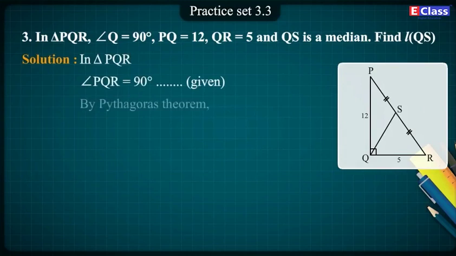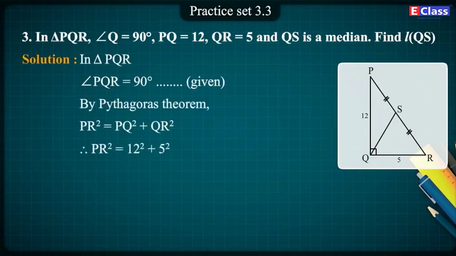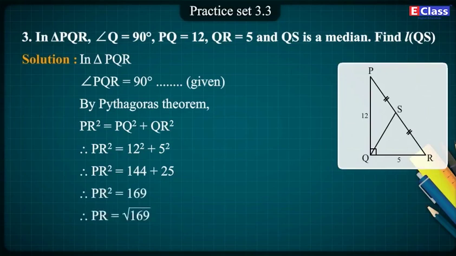By Pythagoras theorem, PR square is equal to PQ square plus QR square. Therefore, PR square is equal to 12 square plus 5 square. Therefore, PR square is equal to 144 plus 25. Therefore, PR square is equal to 169. Therefore, PR is equal to square root of 169. Therefore, PR is equal to 13.